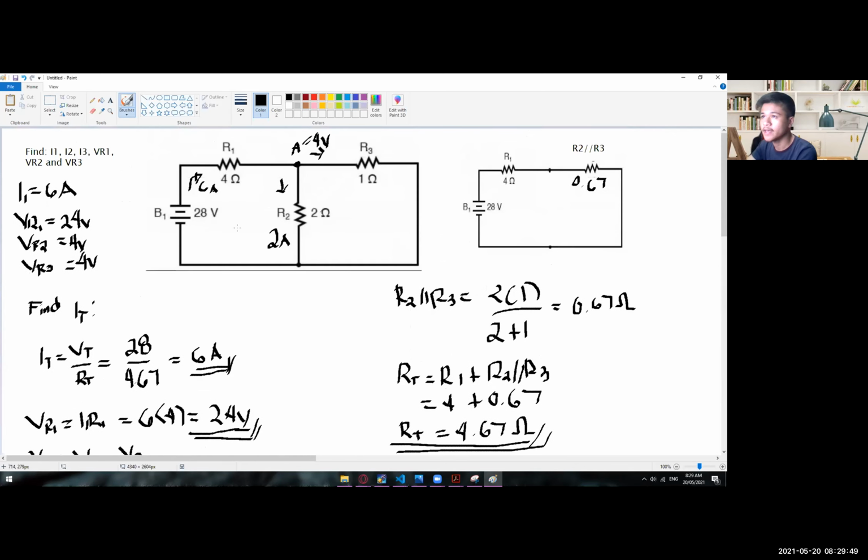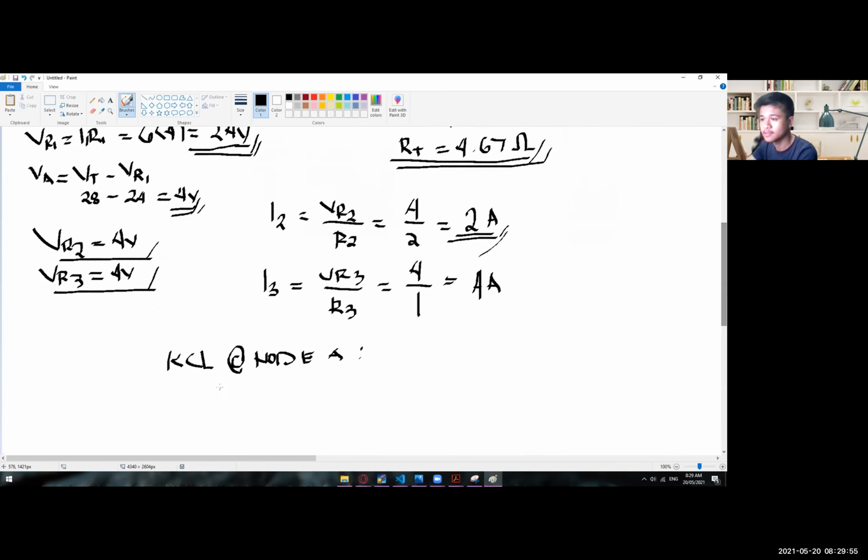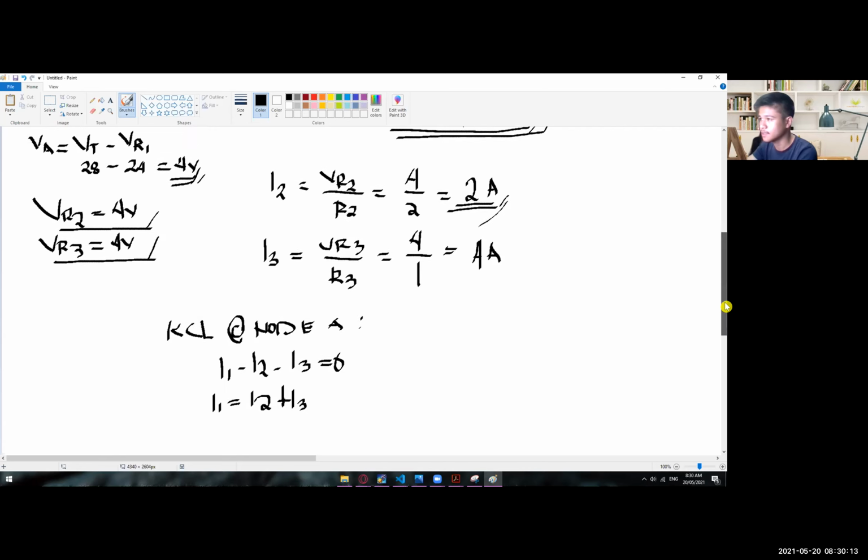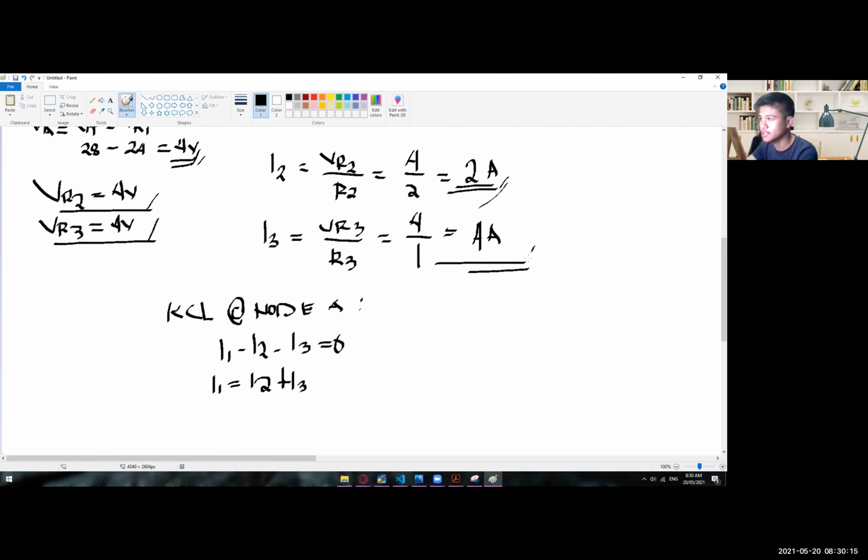Okay. So we have here the I1 that is entering this node, and then I2 leaving, and then I3 leaving. So I1 minus I2 minus I3 is equal to 0. So if you're going to transpose this I2 and I3 on the other side, you will have this kind of expression, I1 equals I2 plus I3, okay, which is actually correct.